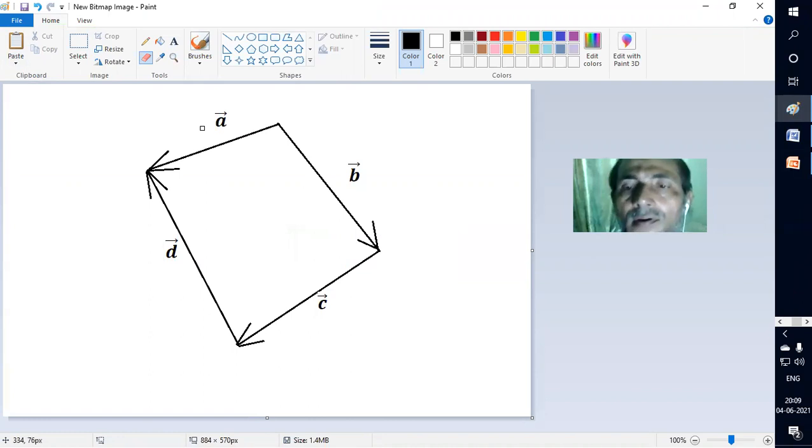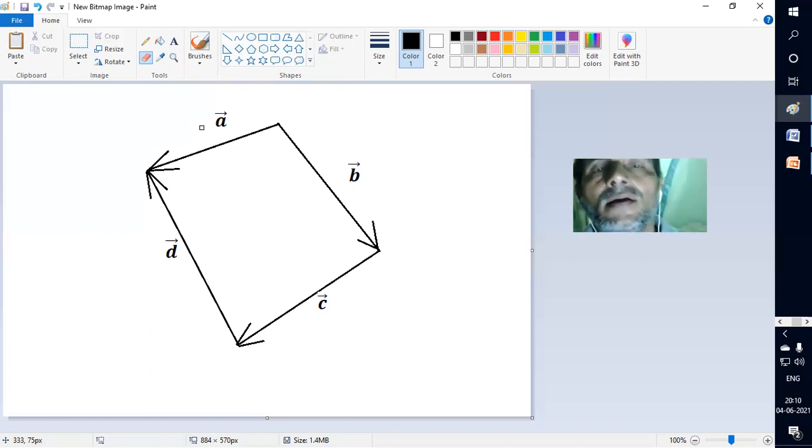See here, totally four vectors are there, A, B, C, D. Now you see the directions, whether all the vectors are moving in clockwise direction or some of them are moving in anti-clockwise direction. If you see the directions, then you can categorize the vectors into two categories, those which are moving in clockwise direction and those which are moving in anti-clockwise direction. Then you can write one equation.